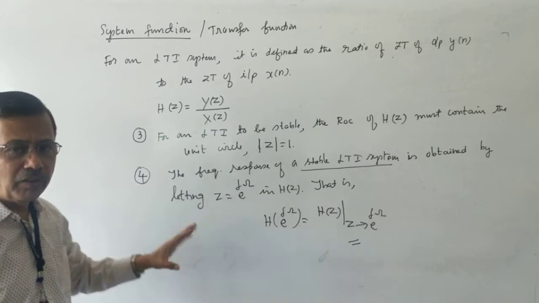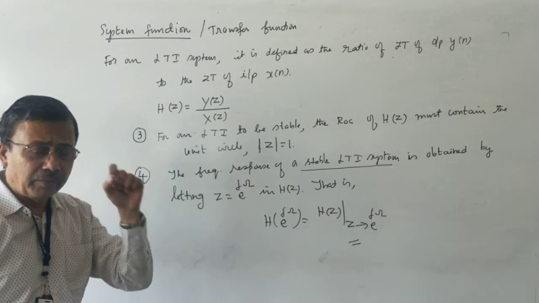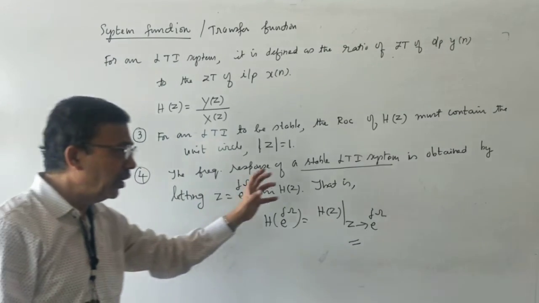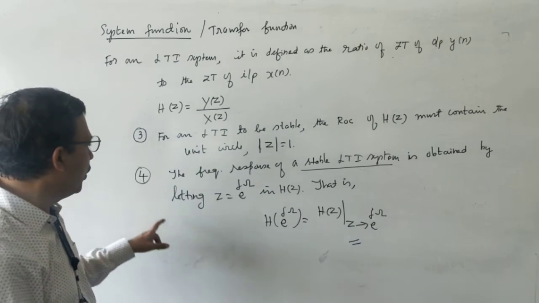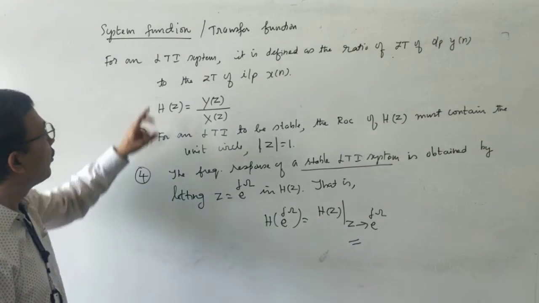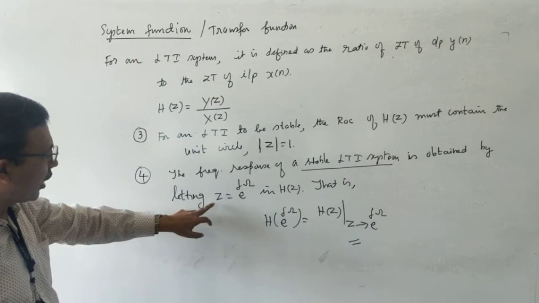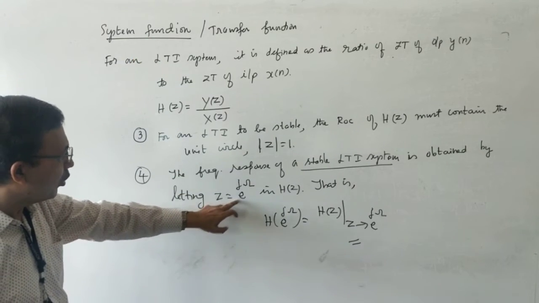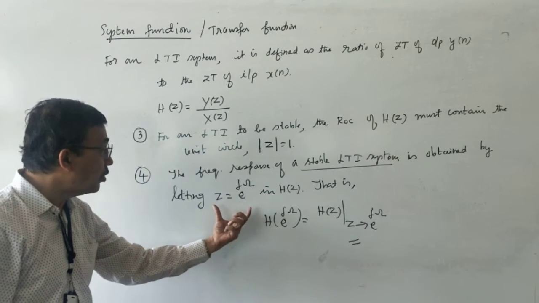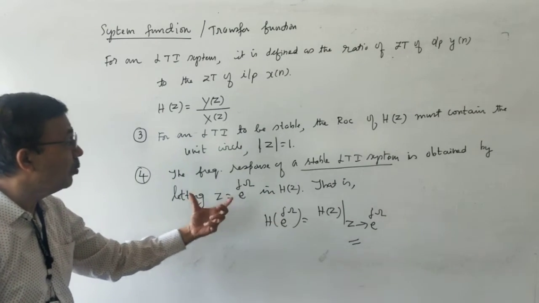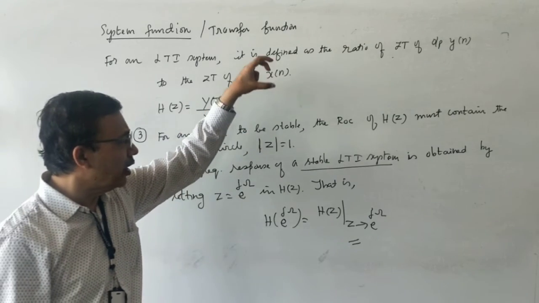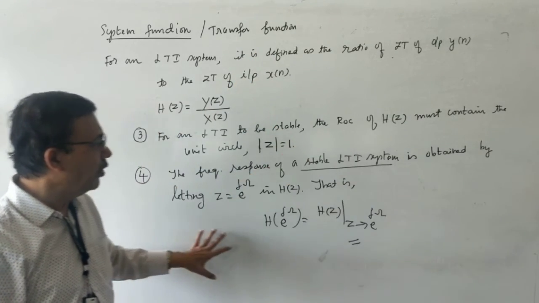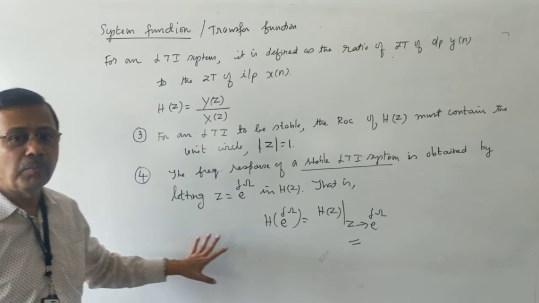The response, meaning output of the system as the frequency of the input signal is varied, is called frequency response. It is possible to find the frequency response from the system function by letting the substitution z equals e power j omega. This substitution is allowed only if the system is stable. That means only when the ROC of H of z contains the unit circle, the frequency response of an LTI system could be evaluated.